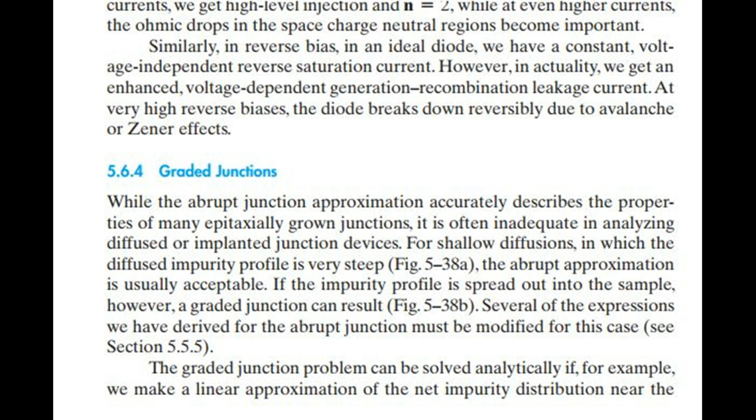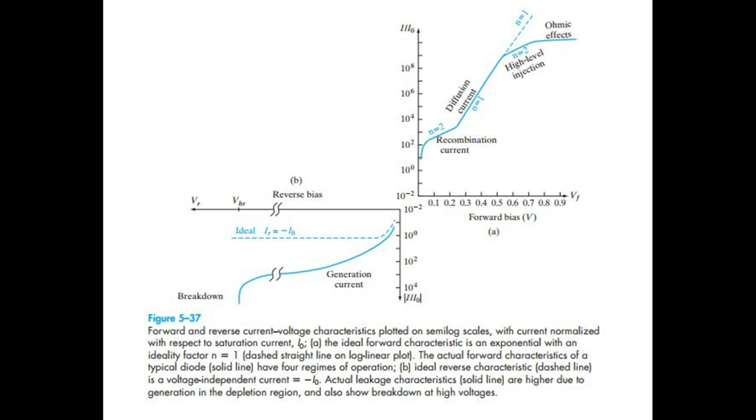The graded junction problem can be solved analytically if, for example, we make a linear approximation of the net impurity distribution near the junction, Fig 5.38c.